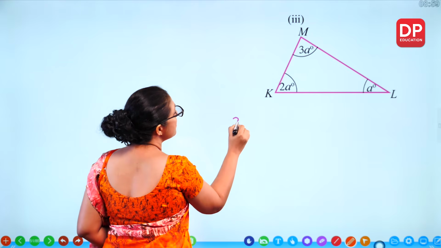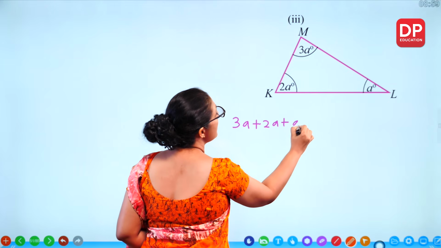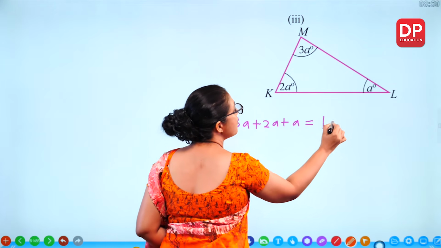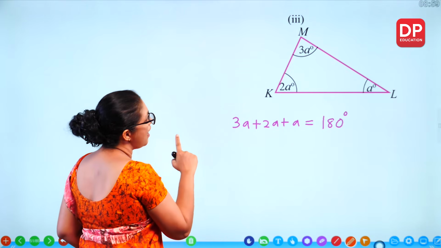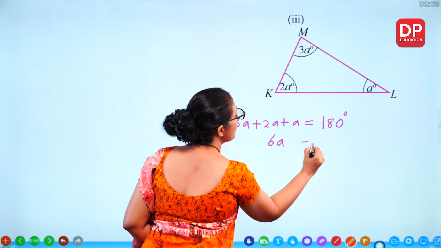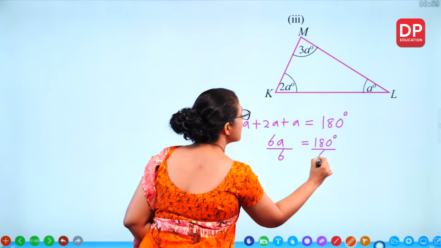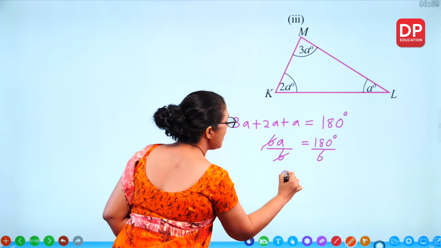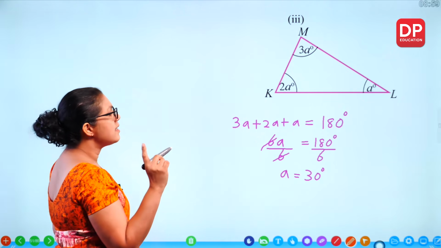This one, again, another triangle. We can write 3a plus 2a plus a is equal to 180. Sum of angles in a triangle. Add like terms. 3 plus 2, 5 plus 1, 6a equals 180. Divide by 6. What you get? A equals 30 degrees.